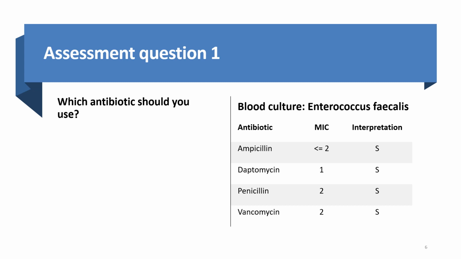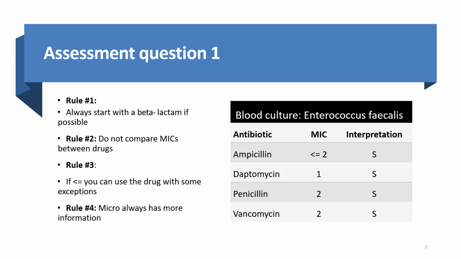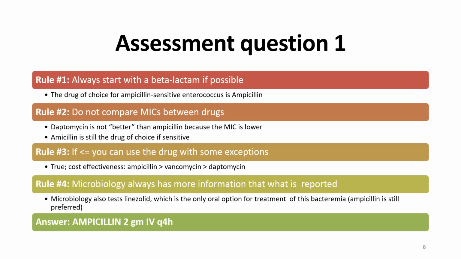Now take this case, which antibiotic will you use? All the antibiotics are sensitive: ampicillin, daptomycin, penicillin, vancomycin, and the organism is Enterococcus faecalis. Then consider the rules. Rule number one, beta-lactam antibiotic. Now the drug of choice for this case will be ampicillin.